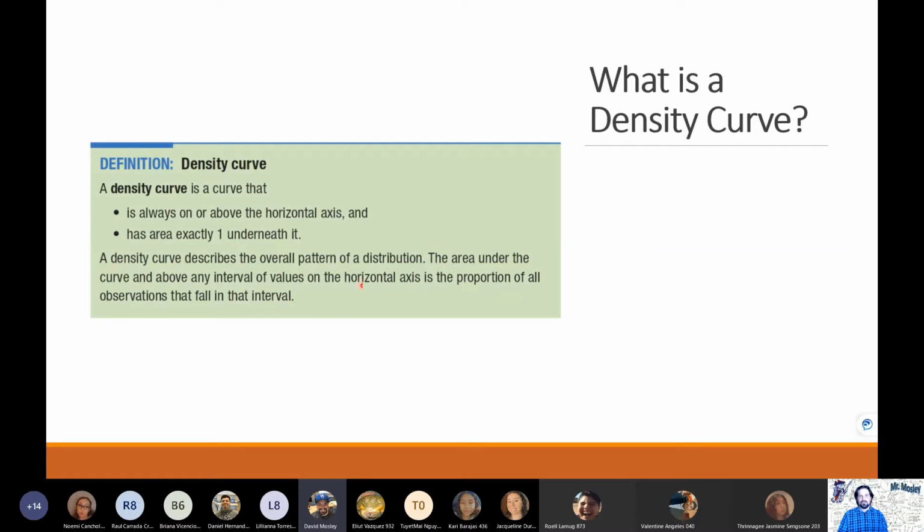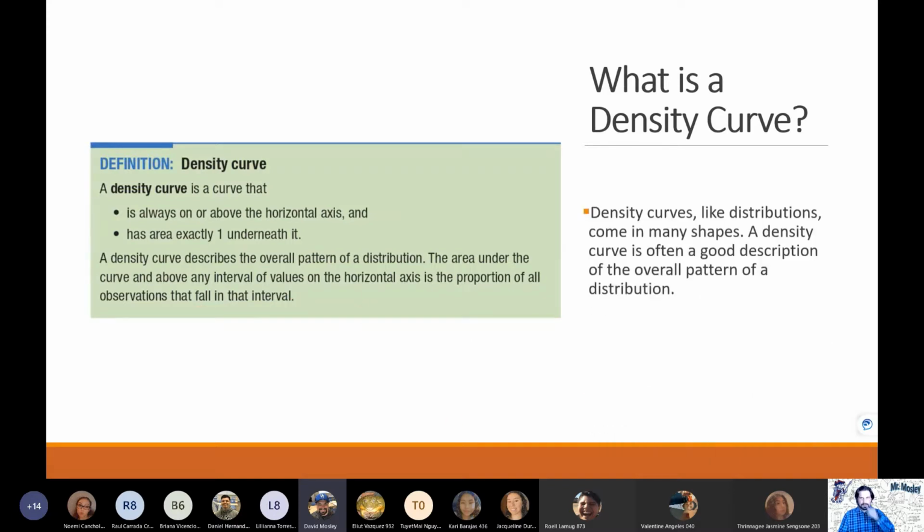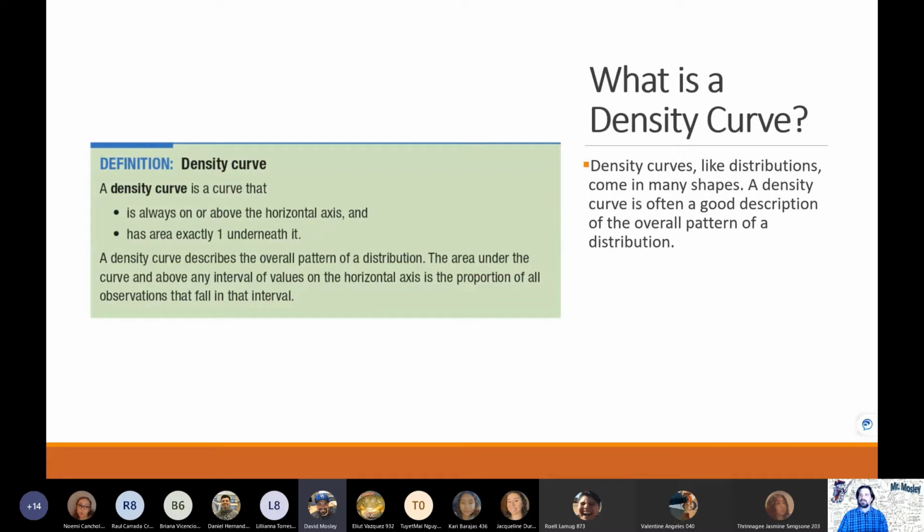It describes the overall pattern of a distribution. The area under the curve and above any interval of values on the horizontal axis is the proportion of all observations that fall in that interval. We'll look at some extra details here in a moment.